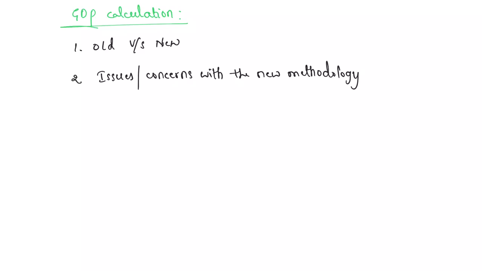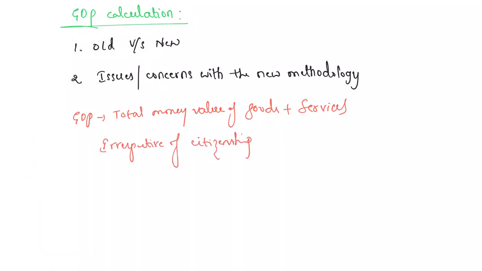GDP full form is Gross Domestic Product. Gross Domestic Product is the total money value of final goods and services produced in the economic territories of a country in a given year. GDP stands for the total value of goods and services produced inside the territory of India, irrespective of who produced it, whether it is by Indians or foreigners.